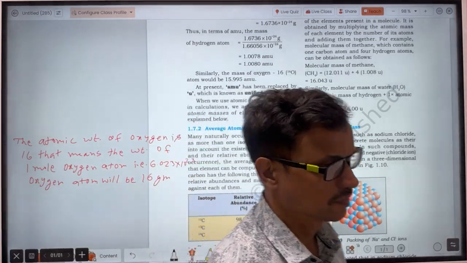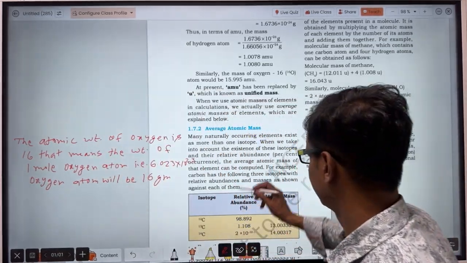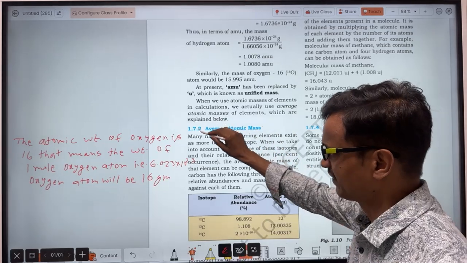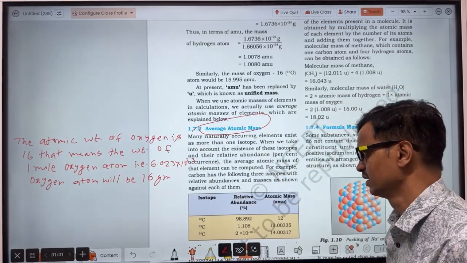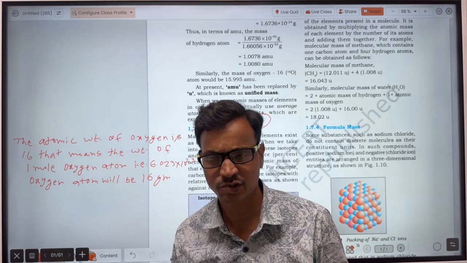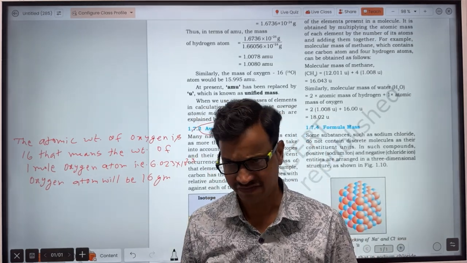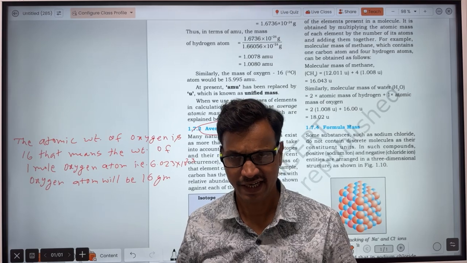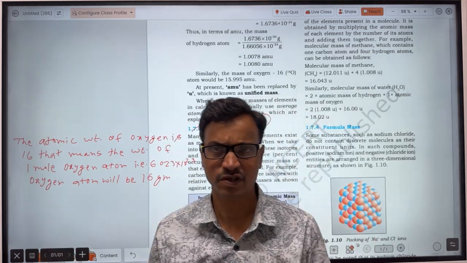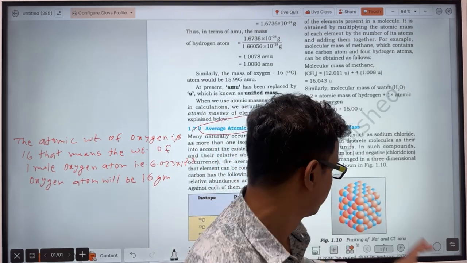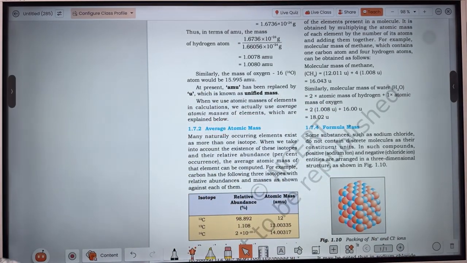Any other substance, same, that is average. How to calculate average atomic weight? Relative atomic weight is the atomic weight of a particular isotope, and average atomic weight means the weight of that element on average, by considering the relative atomic weights of its different isotopes. Okay, that was average atomic mass.